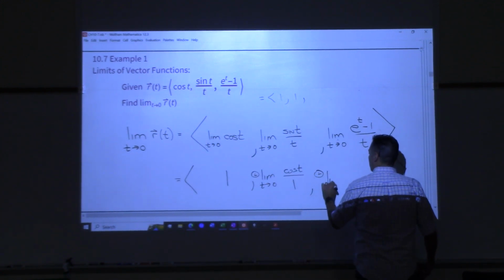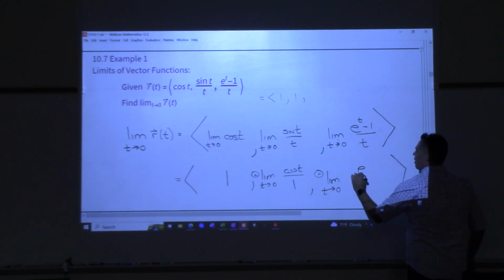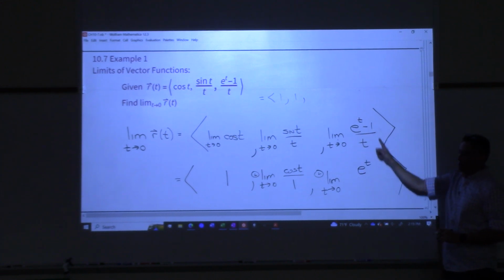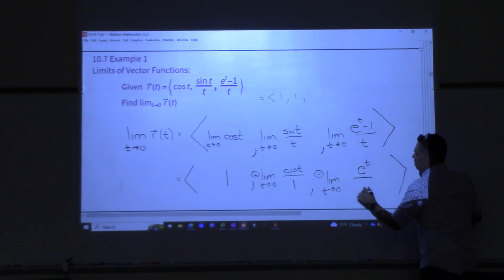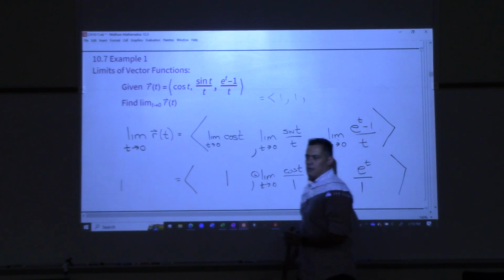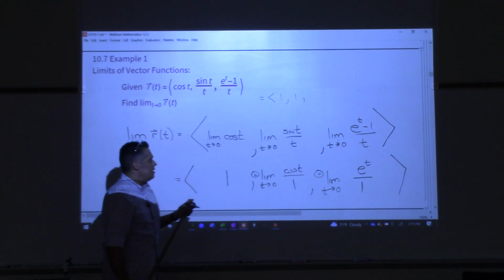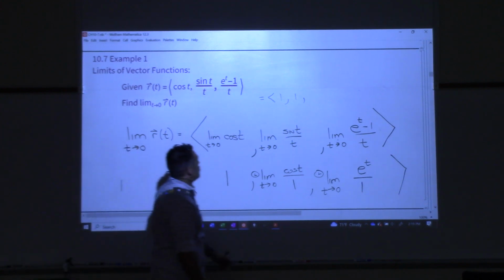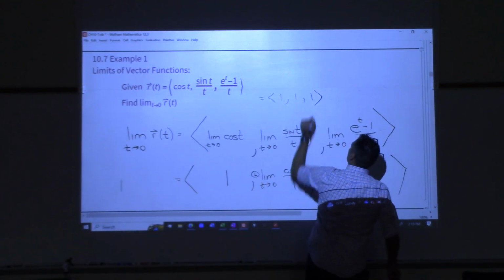L'Hopital, limit, t goes to 0. Okay, derivative of the top is itself. Derivative of e to the t is itself. Derivative of 1 is 0, so we just get e to the t over derivative of t, which is 1. And now let t go to 0. You get e to the 0 on top, which is 1. 1 over 1 is 1. So you get the vector 1, 1, 1. There you go.